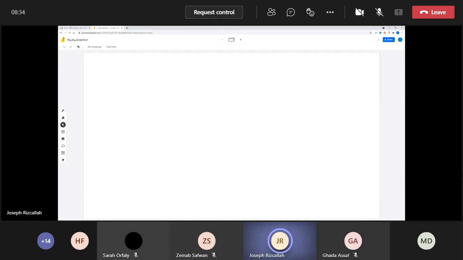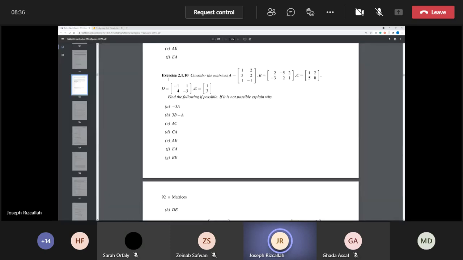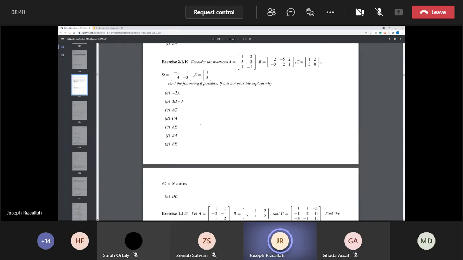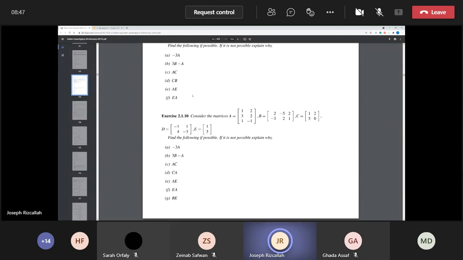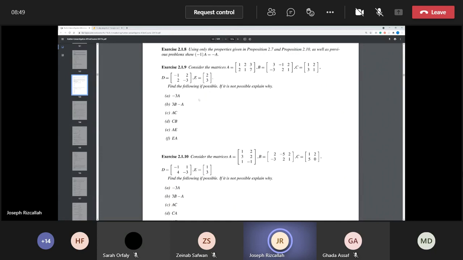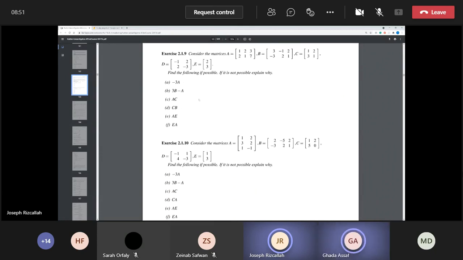Okay, so the first question is, I mean, this looks familiar. Have we done this one or not yet? I'm not sure. Number 10, no, I think we didn't do it. Number 9 also looks familiar. Doctor, 2.1.10, I guess we have solved.